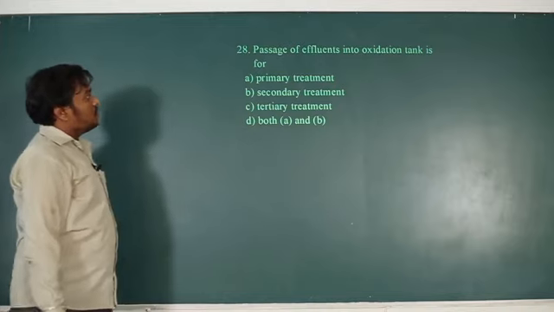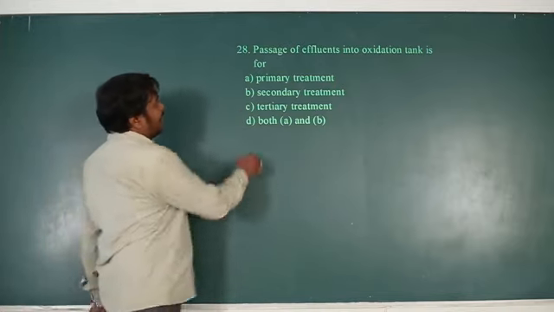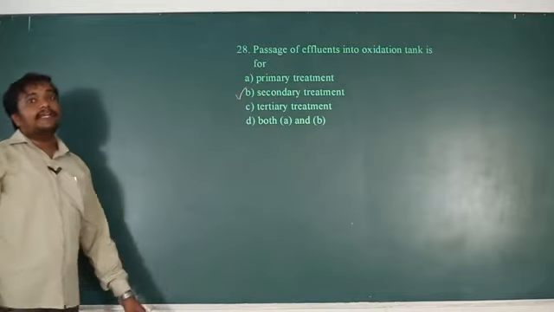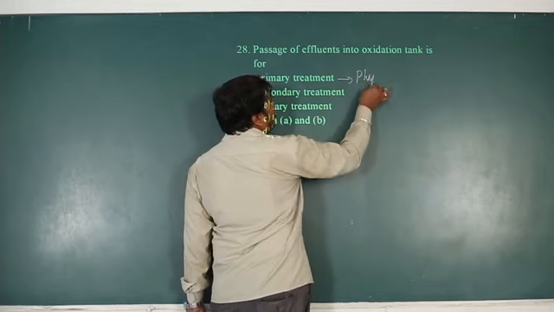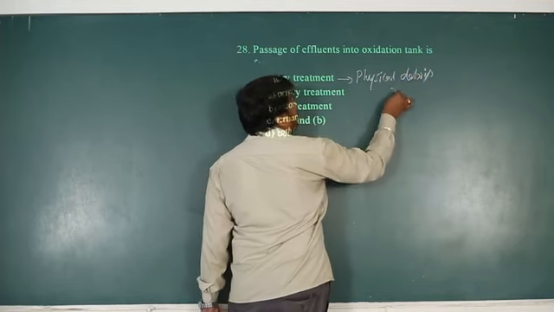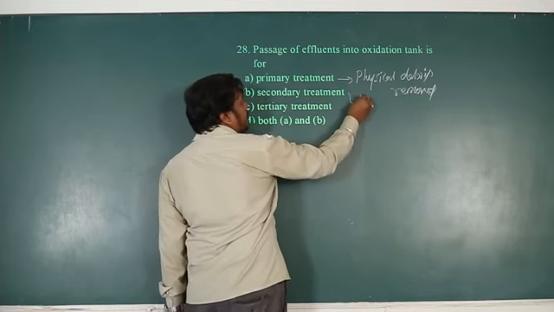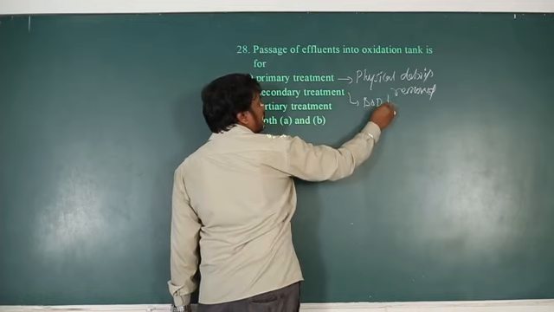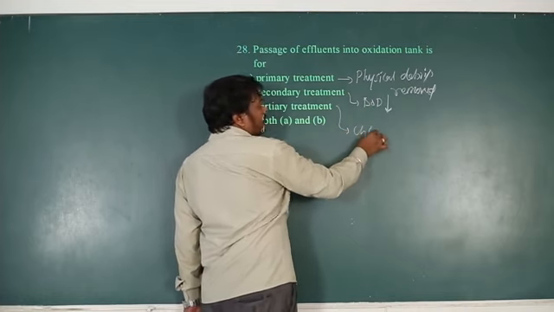Okay, so passage of effluent into the oxidation tank is for secondary treatment. In the primary treatment, physical debris are removed. Whereas in secondary treatment, BOD is reduced. Tertiary treatment is nothing but chlorination.